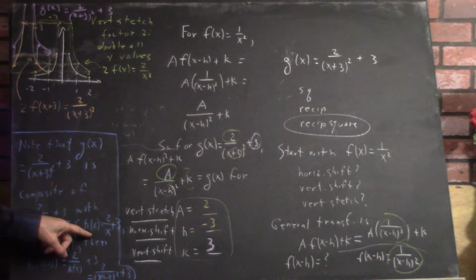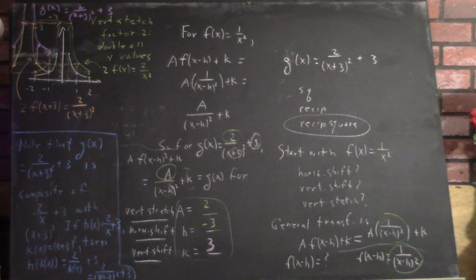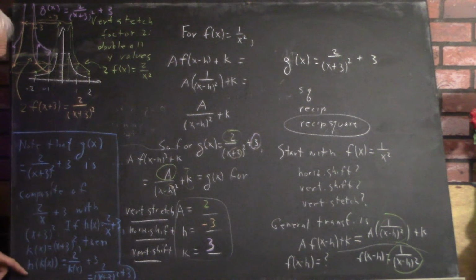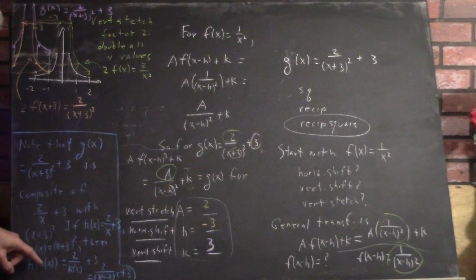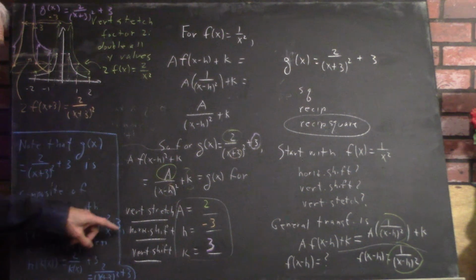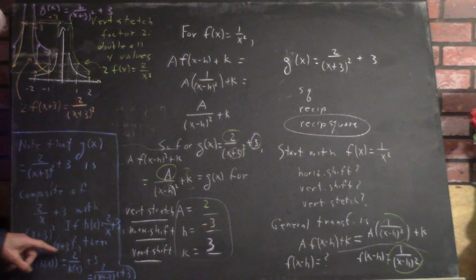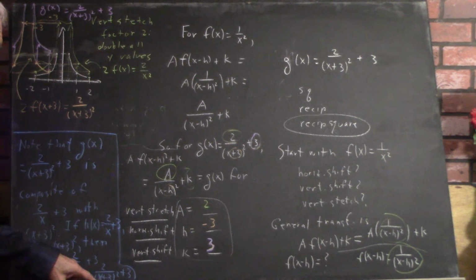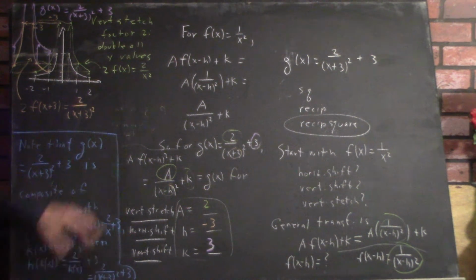In the sense that if h of x is 2 over x plus 3, this function, and k of x is x plus 3 quantity squared, then h of k of x is 2 over k of x plus 3. That's what we have here. And then, of course, k of x is x plus 3 quantity squared, so that comes out 2 over the quantity x plus 3 squared plus 3. Okay, this is a big deal.